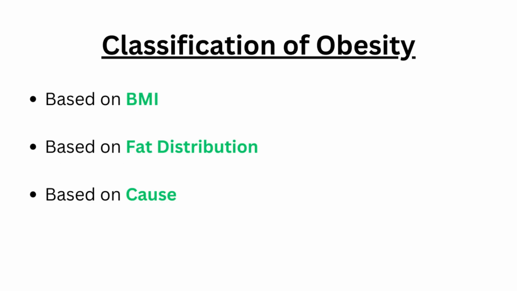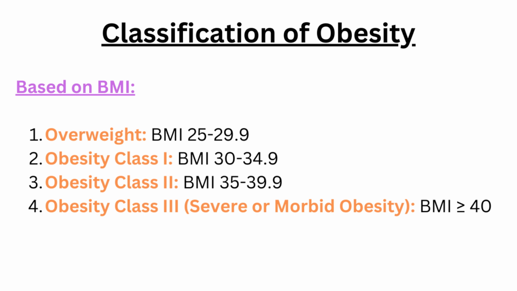Now, let's learn about the different classifications of obesity. Obesity can be classified on the basis of three different factors. They are: first, based on BMI values; second, based on fat distribution; and lastly, third is classification based on cause of obesity. Based on BMI, obesity can be classified into three classes, where overweight is defined as a BMI of 25 to 29.9. Obesity Class 1 ranges from 30 to 34.9, Obesity Class 2 from 35 to 39.9, and Obesity Class 3, severe or morbid obesity, is a BMI of 40 or higher.